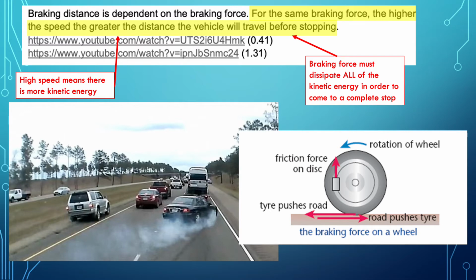So right now in the diagram, this shows you a car that has just applied a braking force. Okay, so the rotation of the wheel, starting at the very top, that basically shows you the direction that the wheel is moving, and in turn that should show you the direction that the car is moving as well. The friction force on the disc, now this part might be a bit confusing.